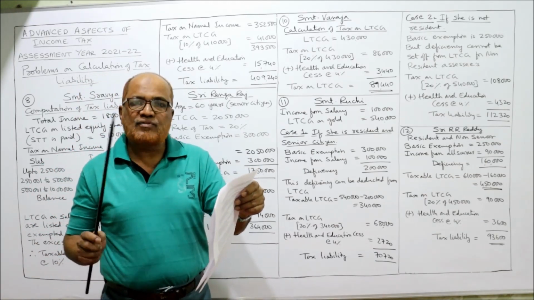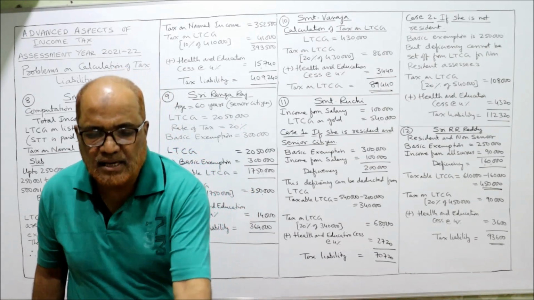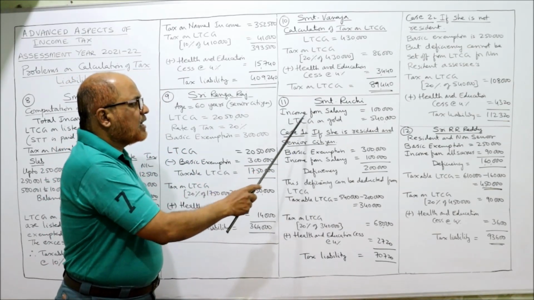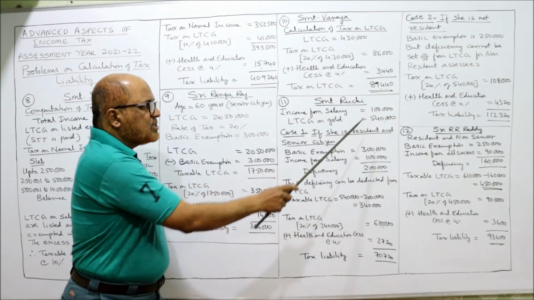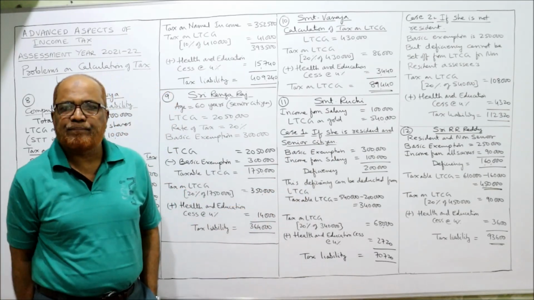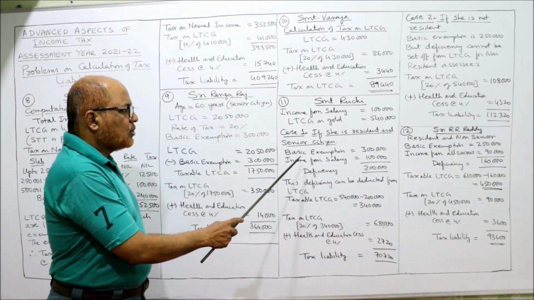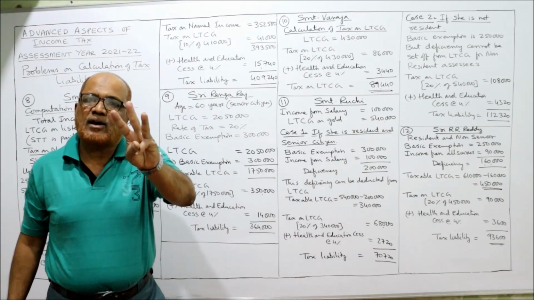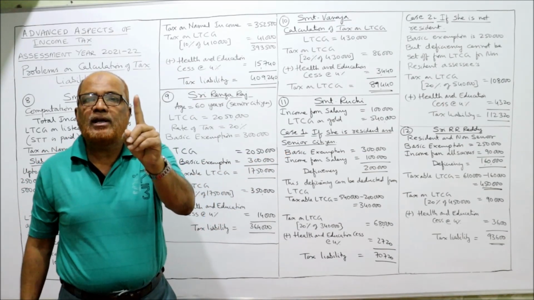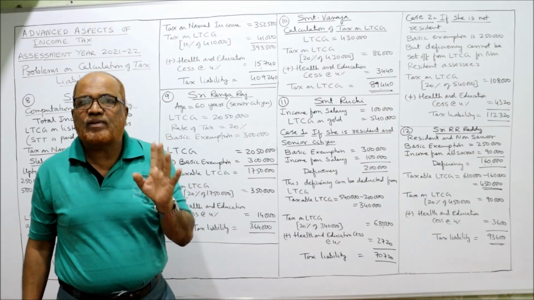First situation, if she is a resident and senior citizen. Senior citizen means basic exemption is 3 lakhs. See here. Srimati Ruchi, income from salary 1 lakh, LTCG on gold is 5,40,000. Case 1. If she is resident and senior citizen. First of all, we assume she is a resident and senior citizen. The basic exemption limit is 3 lakh rupees for senior citizen. But she is having normal income of only rupees 1 lakh. Income from salary is only rupees 1 lakh.